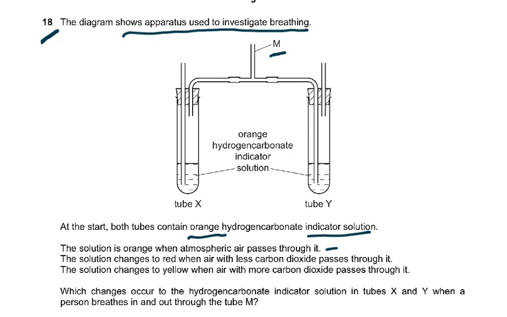What changes occur to the hydrogen carbonate indicator solution in tubes X and Y when a person breathes in and out? Now, first of all, you've got to understand that the outside air enters through this tube, goes through this chemical, and then it goes into your mouth.